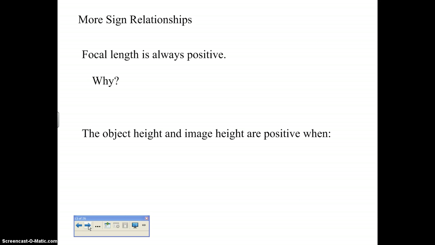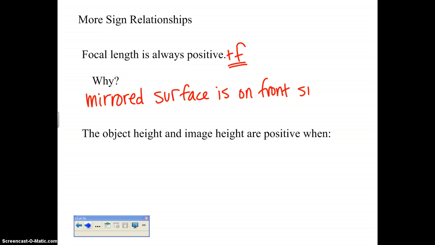Okay, more sign relationships. Focal length is always positive. So F, you're going to have a positive F. Why is your focal length always going to be positive? Because the mirrored surface is on the front side of the mirror. Once again, front side would imply positive.